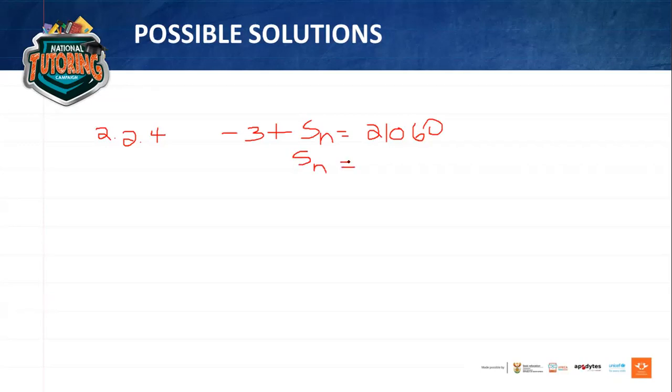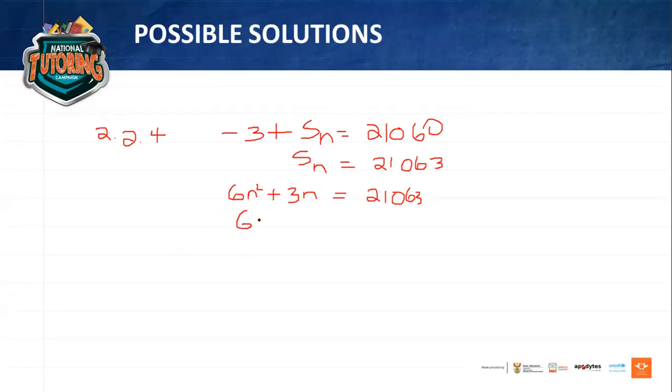You just take the minus 3 to the other side, and it becomes 21063. Then we already have the value of Sn. Remember, we got that Sn is 6n squared plus 3n, which is equal to 21063. This Sn was given to us; remember in the previous question that we had to prove it.